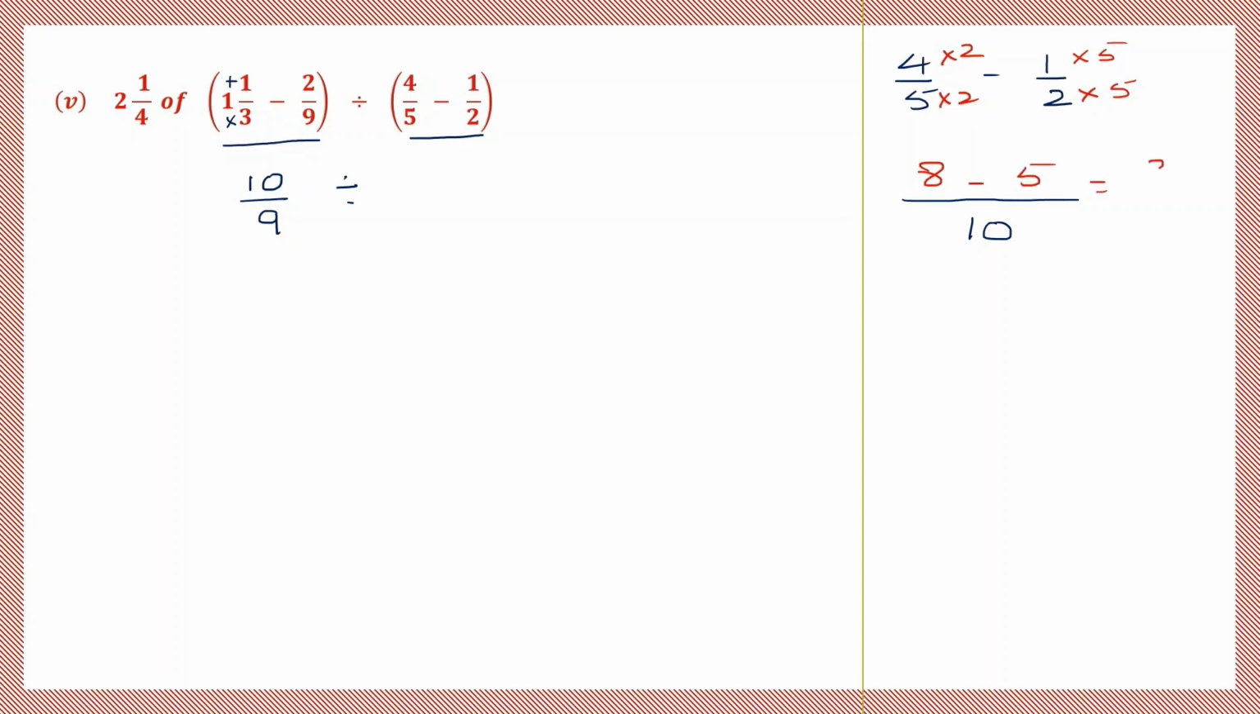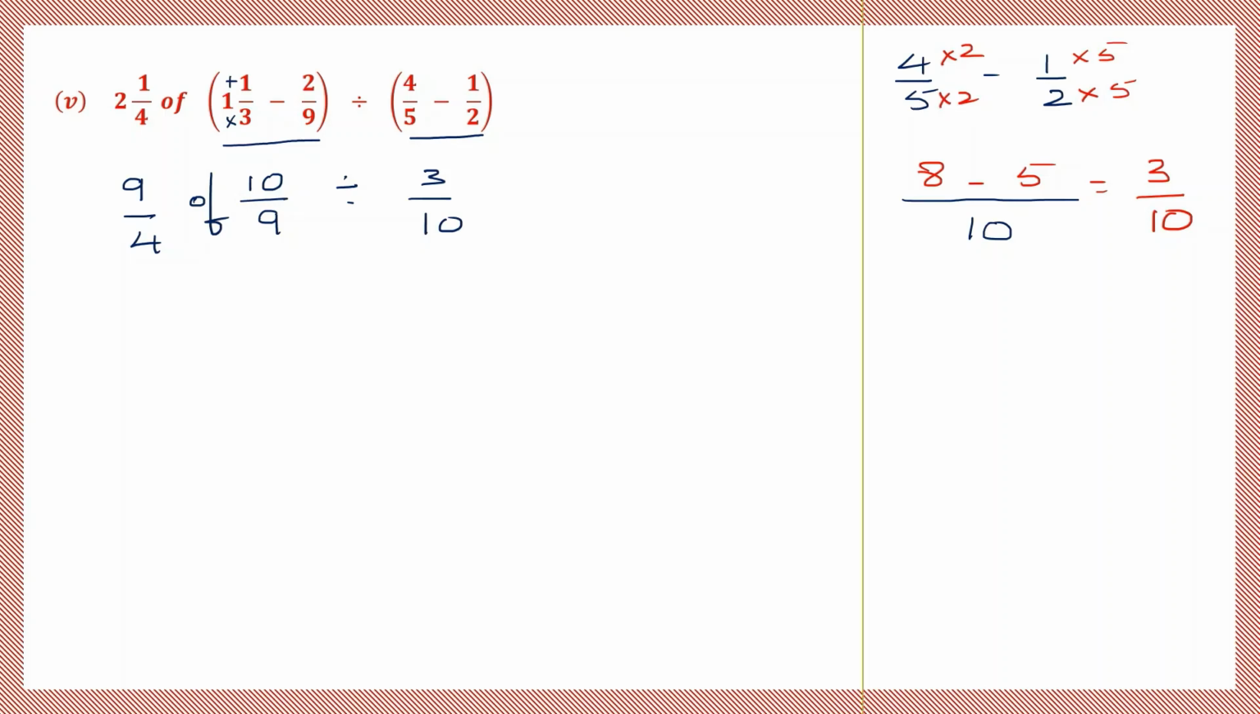Now 8 minus 5 is 3, so 3 by 10. Here we've got 3 by 10. Now in the beginning we have this 2 1 by 4. Let's convert that and write. 4 2s are 8 plus 1, 9 by 4, and we have OF.